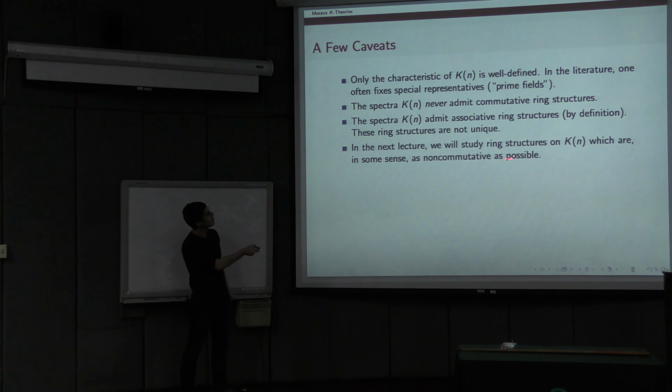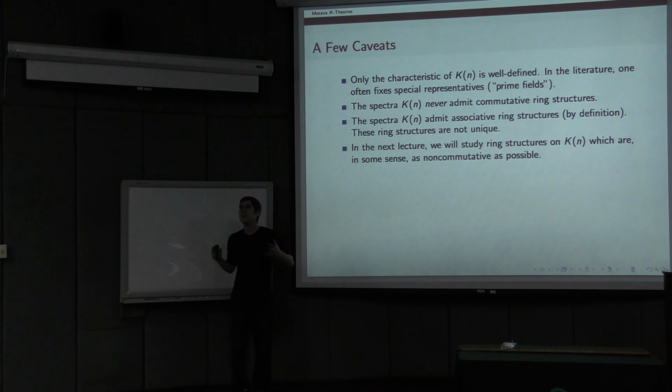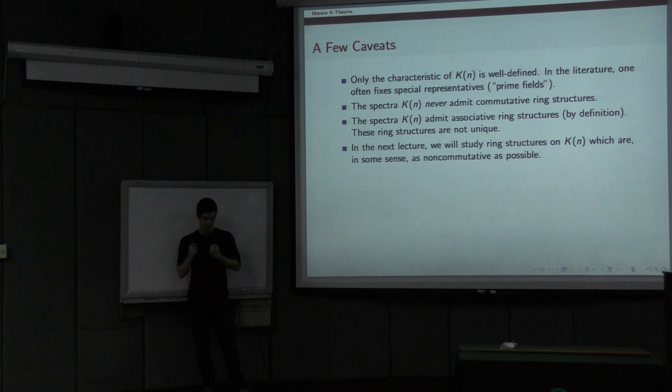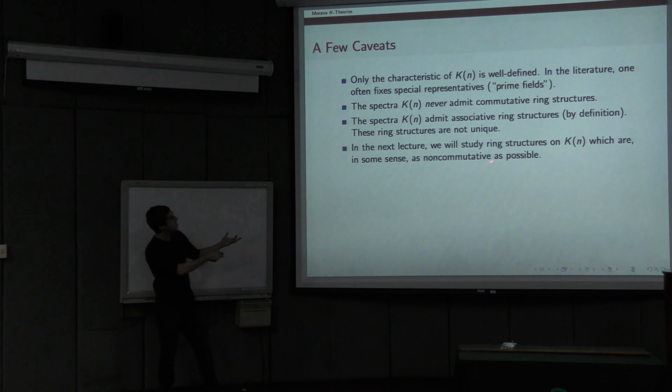I'm going to study ring structures on Morava K-theory which are as non-commutative as possible, and we're going to see that there's a lot of unexpected structure if you want to understand what all these ring structures are.